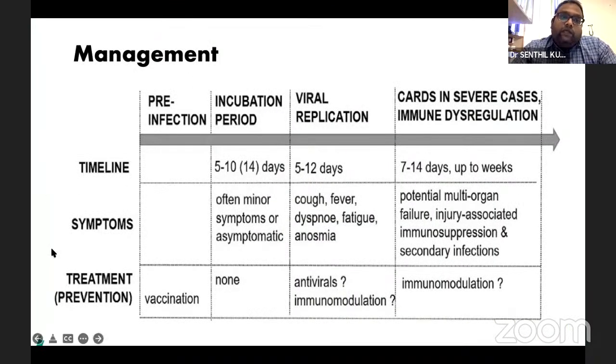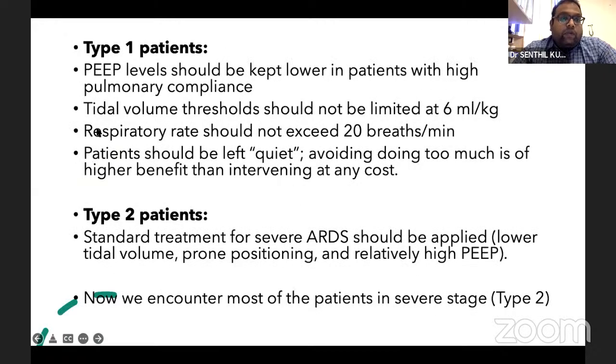So in the management of COVID pneumonia as such, the first is pre-infection, that is we need to vaccinate the patient, and personal protection is also important. During the incubation period, there is nothing much we can do. During viral replication, there may be some benefit with antivirals or immunomodulation. But in ARDS, where there is severe immune dysregulation, we have to target the immunomodulation therapy only.